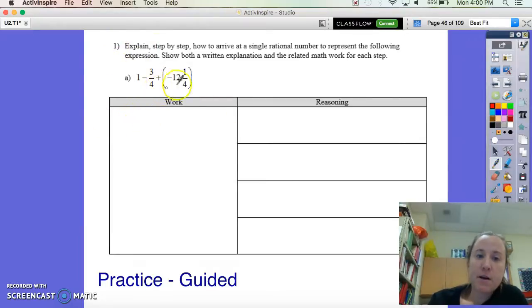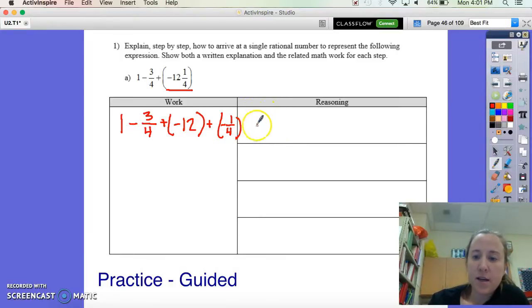If I were solving this problem, I would first tackle this negative 12 1/4. If you are great with adding fractions in your head, this might be an unnecessary step for you. So I'm going to write 1 minus 3/4 plus negative 12 plus negative 1/4. And my reasoning was that decomposition strategy.